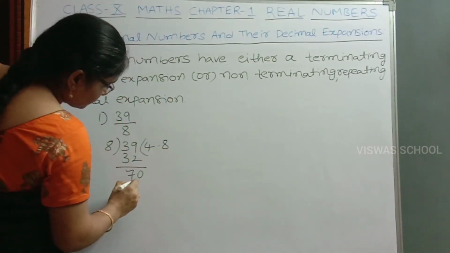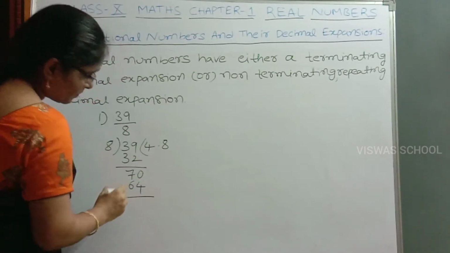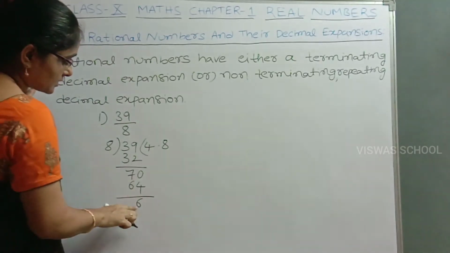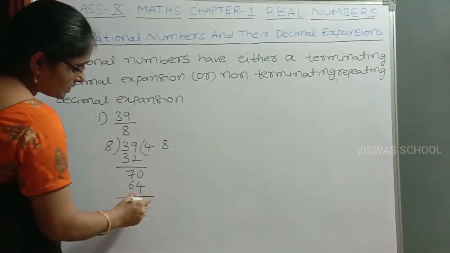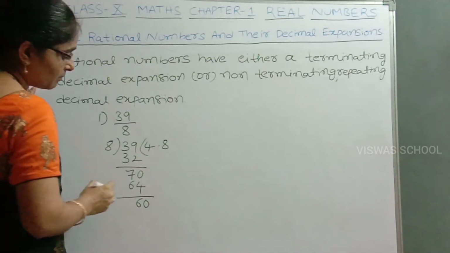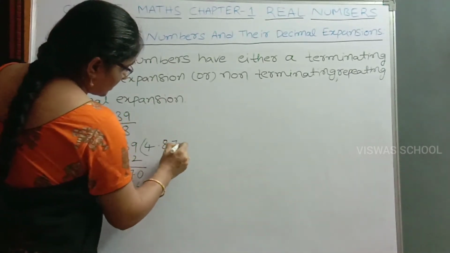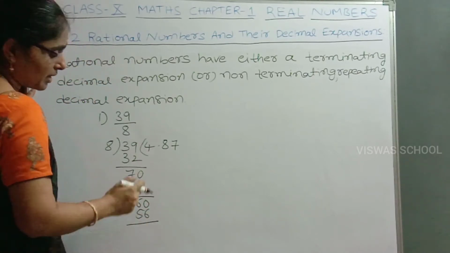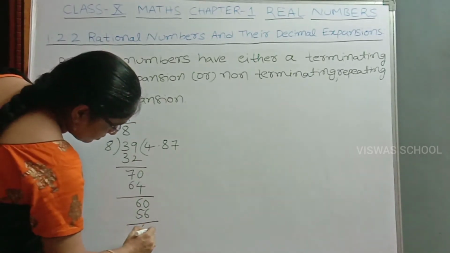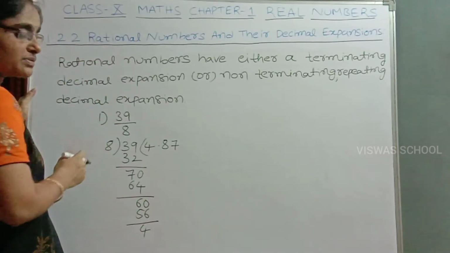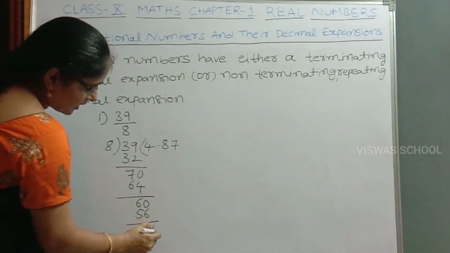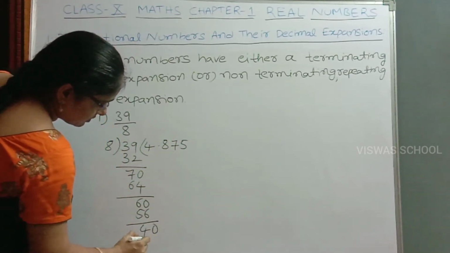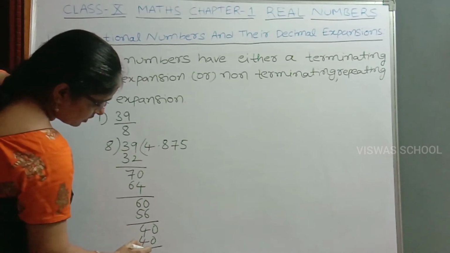8 8s are 64. Here 70 minus 64 is 6. Again 6 is not divisible by 8. That's why I am taking 0 here. Again, 8 7s are 56. Again 60 minus 56 is 4. Here 4 is also not divisible by 8. Here I am taking 0. That is, 8 5s are how much? 40. 40 minus 40 is 0.